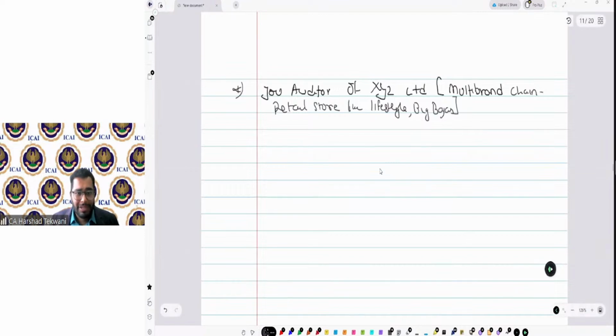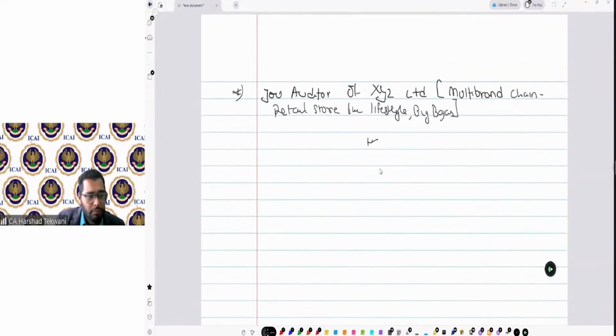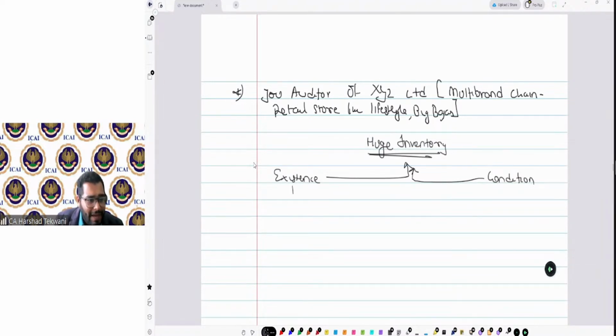Now, this store has a very huge inventory. Now, how will you check the existence and condition of the inventory? Because SA 501 talks about existence and condition of this huge inventory, or any inventory. So, how will you verify the existence of the inventory first?